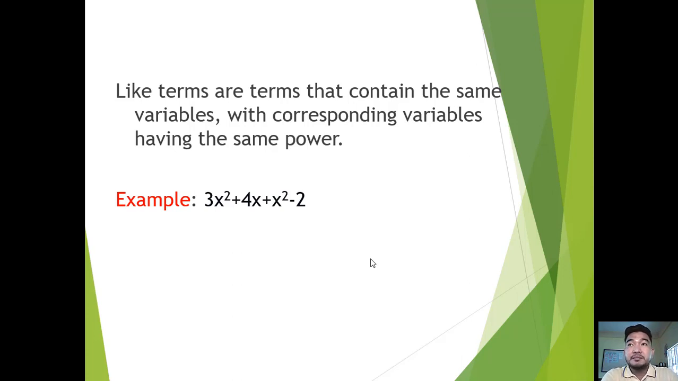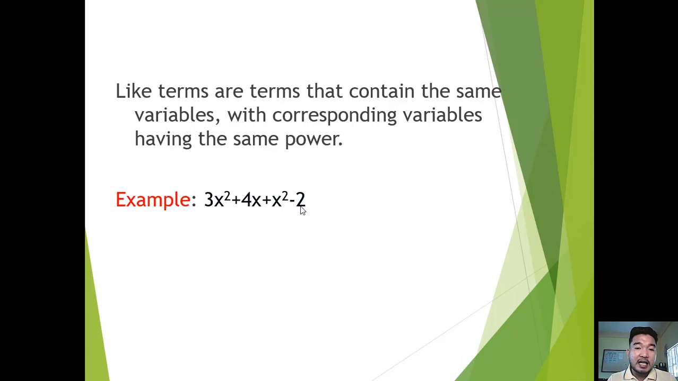Anong ibig sabihin nun? Like for example, we have 3x squared plus 4x plus x squared minus 2. How many terms do we have in this polynomial? We have 3x squared, then we also have 4x, x squared, and negative 2. That means we have 4 terms in this polynomial expression. Apat siya, no? Yan yun. 3x squared, 4x, si x squared at saka si negative 2.